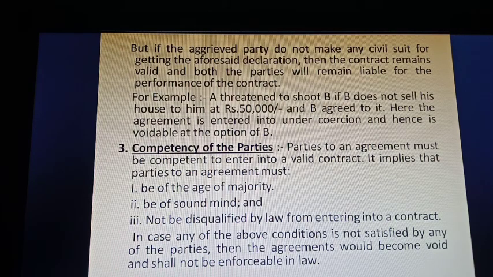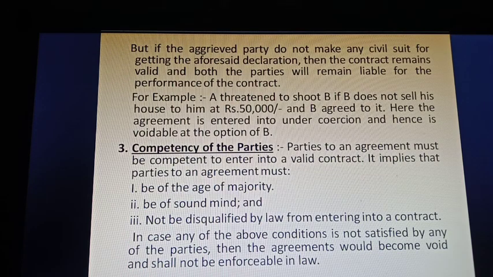First of all, there must be an agreement and that agreement must be entered into by the free consent of the parties, and the parties must be competent to enter into the contract. Parties to an agreement must be competent to enter into a valid contract. It implies that parties to an agreement must be of the age of majority. That means to say the minimum age for entering into the contract must be 18 years or more. The parties to the contract must be of sound mind and should not be disqualified by law from entering into a contract.